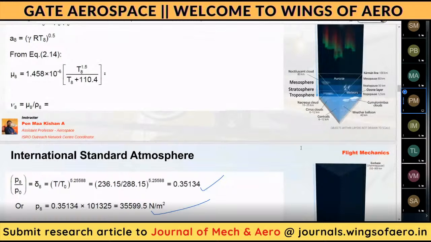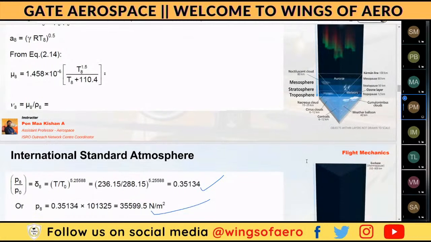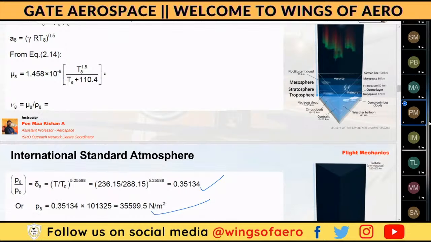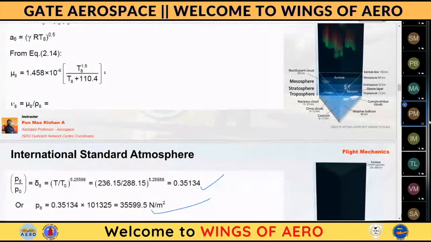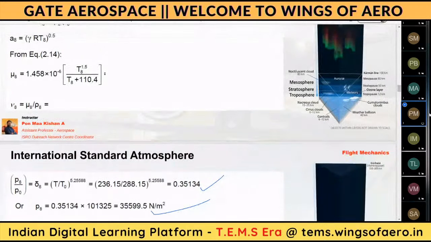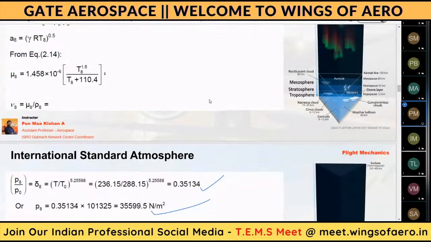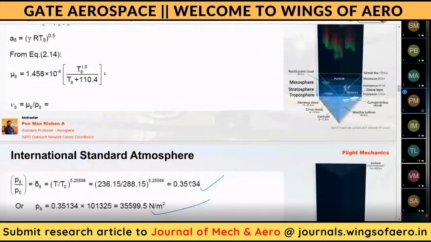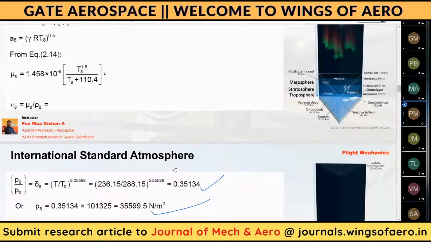So similarly, calculate the density and density ratio at 8-kilometer altitude. Okay, good. Density ratio is 0.428. Okay, 0.435. Kindly others also try to answer.